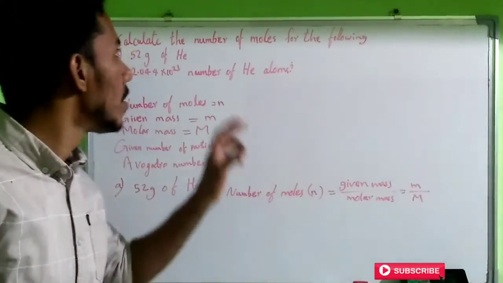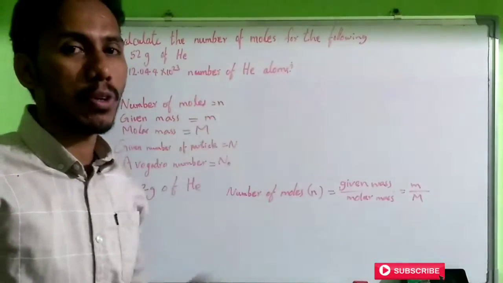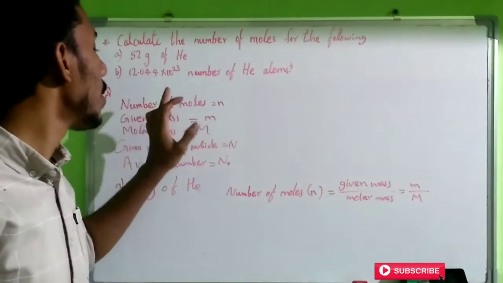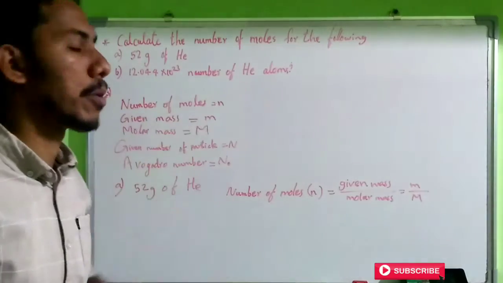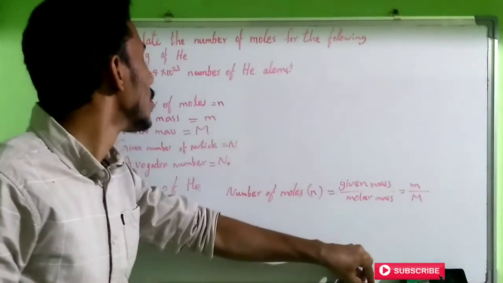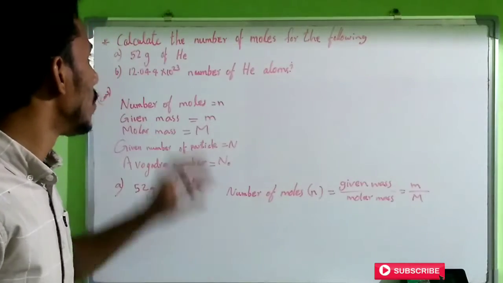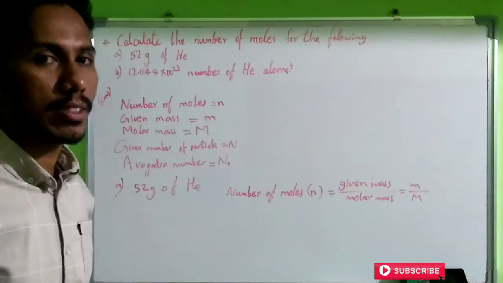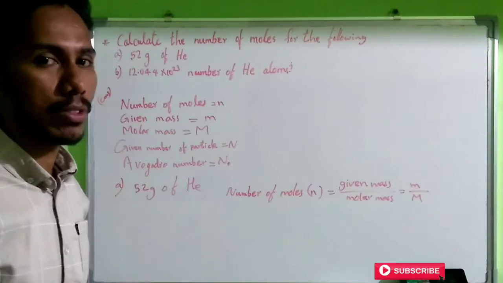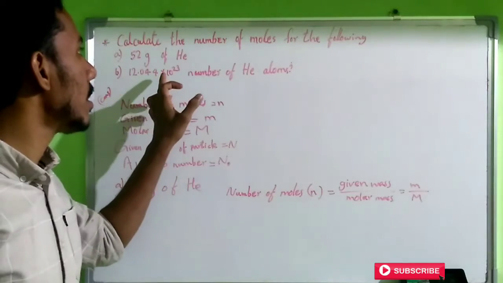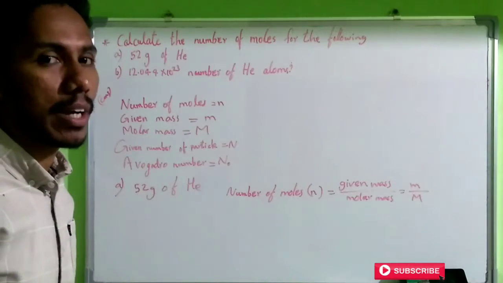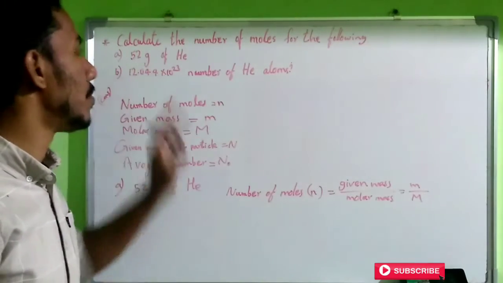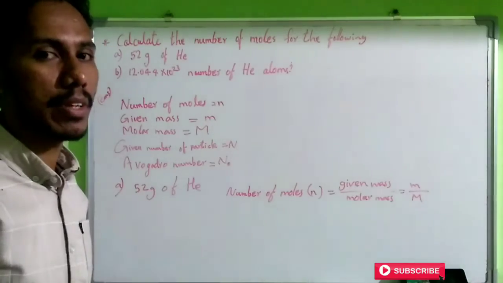Okay, this is the question. Calculate the number of moles of the following. First one, 52 gram of helium and 12.044 into 10 raised to 23 number of helium atoms. Okay, so look at the first question. 52 gram of helium. We have to calculate the number of moles. Just think of the atomic mass of helium. It is 4 and 52 gram is the given value.